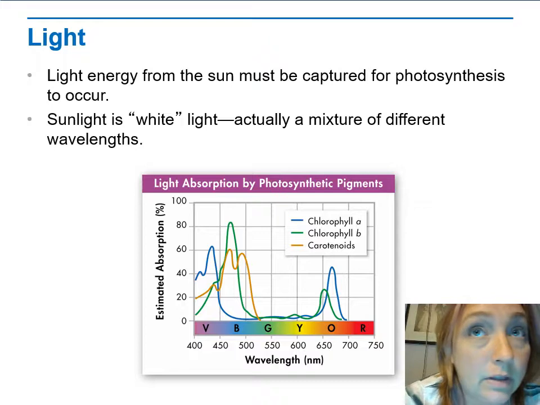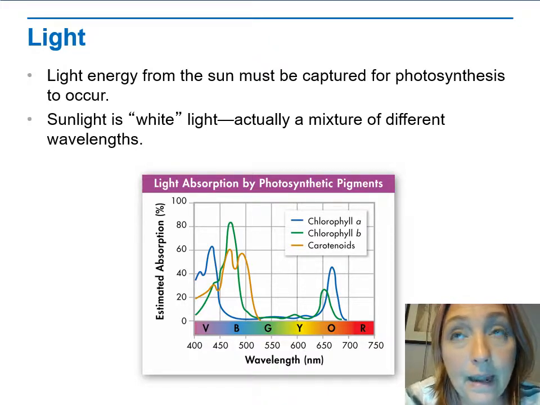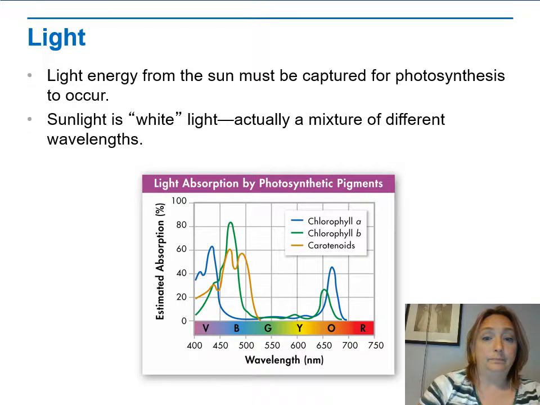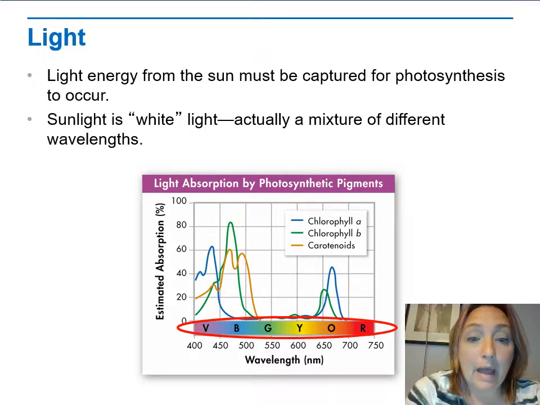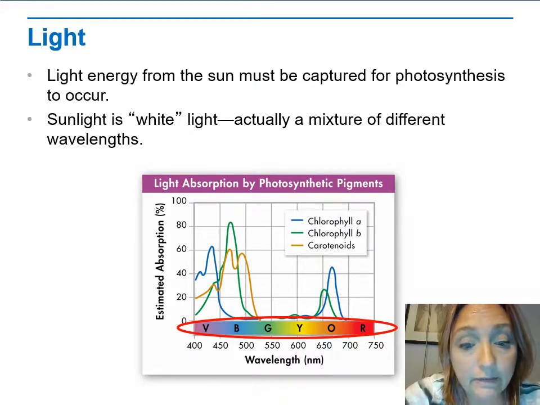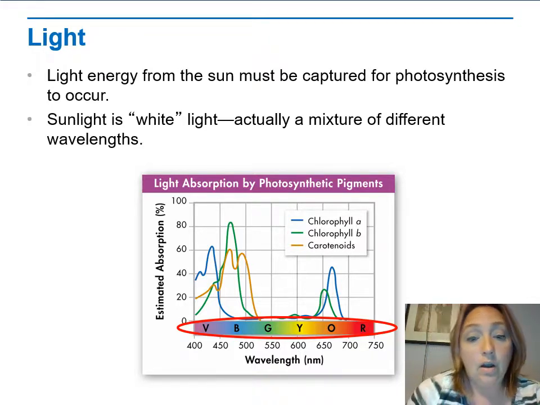When light is shining onto plants, that energy at different levels and wavelengths can be captured for photosynthesis to occur. If you look at the bottom of this picture, you'll see the spectrum of light from violet to blue, to green, to yellow, to orange, to red, represented across different wavelengths.